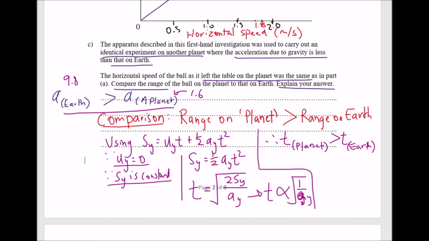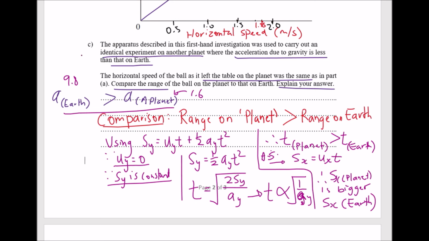So because the trip time of the planet is bigger than the trip time for Earth, according to this equation, as follows, that's our equation, therefore the displacement on planet is bigger, or longer, you could say, than displacement on Earth. And that's how you do it.